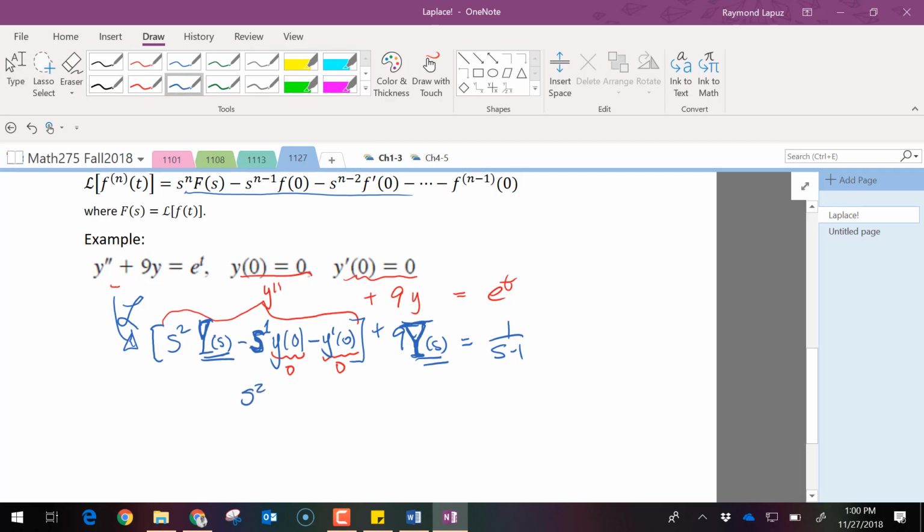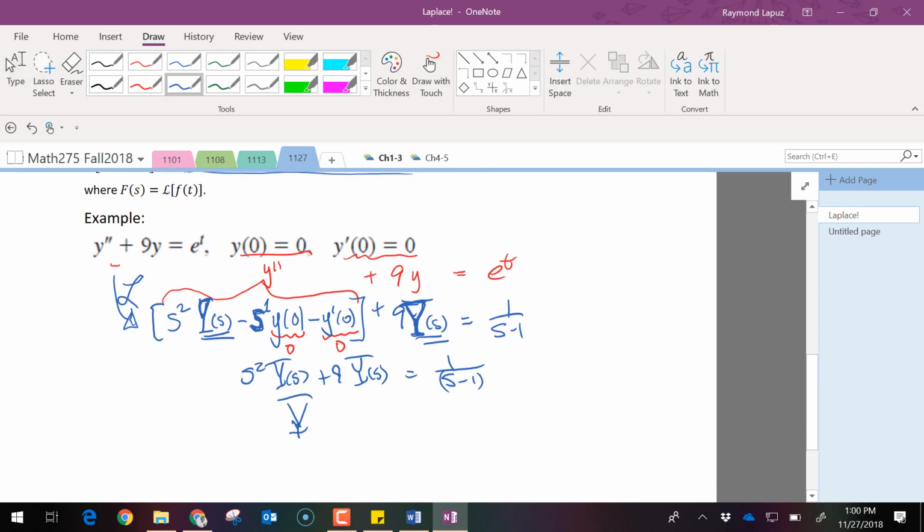We have s squared Y of s, plus 9 Y of s, is equal to 1 over s minus 1. And then we factor out the Y of s, and then divide by s squared plus 9. And then we've done the algebra, so we're done. Well, kind of.